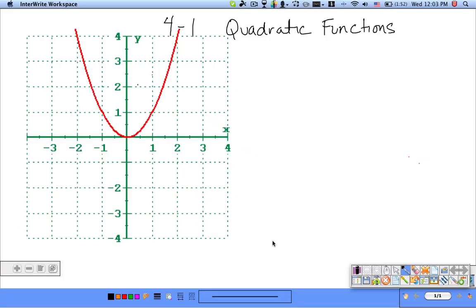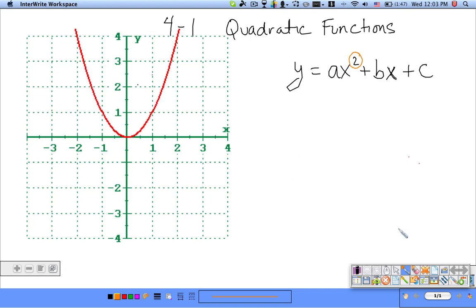Now you know what a quadratic function looks like on a graph, a parabola. But what does it look like as an equation? It looks like this: y equals ax squared plus bx plus c. So what gives it away? The x squared. That's the highest degree.